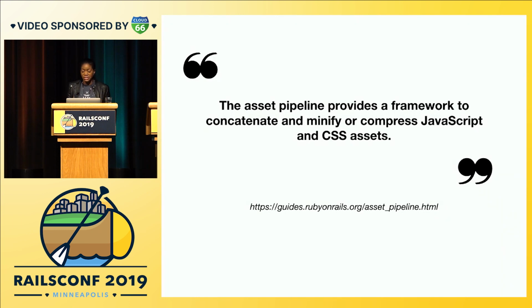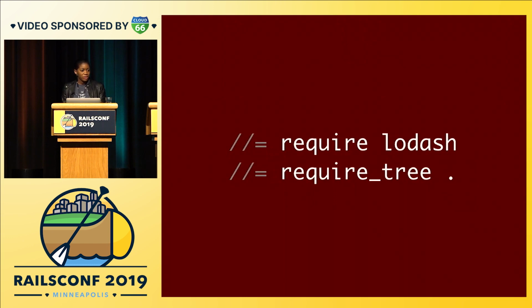So what is the asset pipeline? When you go to the Rails guide, it says the asset pipeline provides a framework to concatenate and minify or compress JavaScript and CSS assets. And we've all started a new Rails app, right? And we've all seen something similar to this in our application.js file. This is where we are just importing either a subtree of folders or we're importing another file and concatenating it to this current file. And this is all taken care of by Sprockets, the gem that actually implements the asset pipeline.